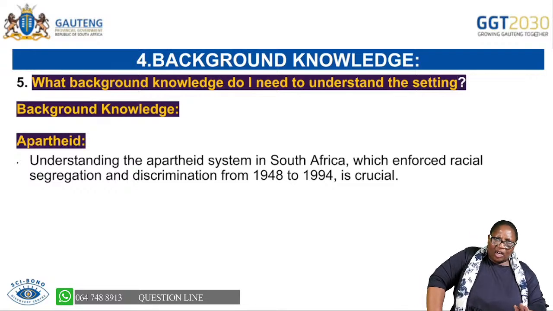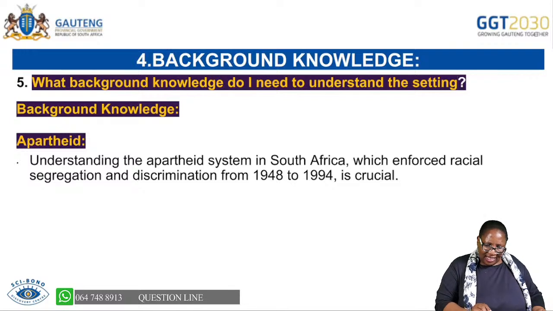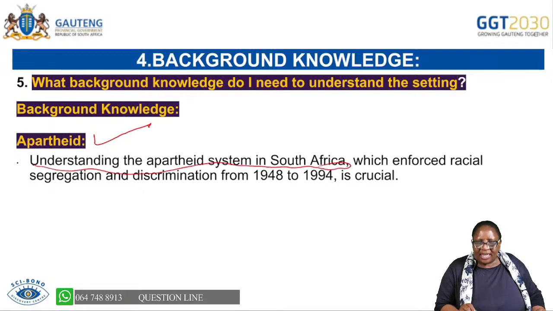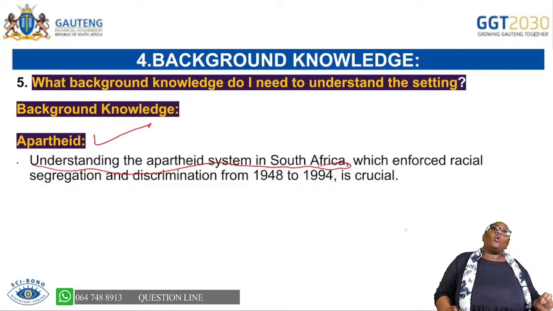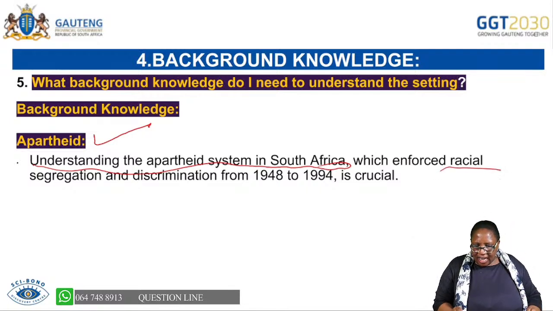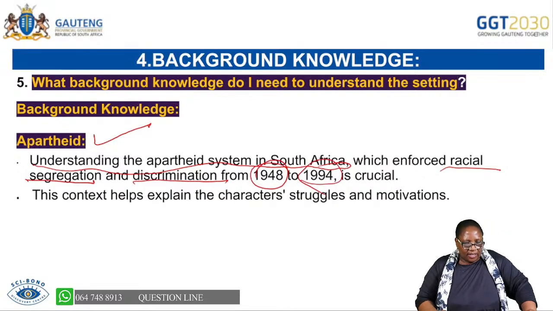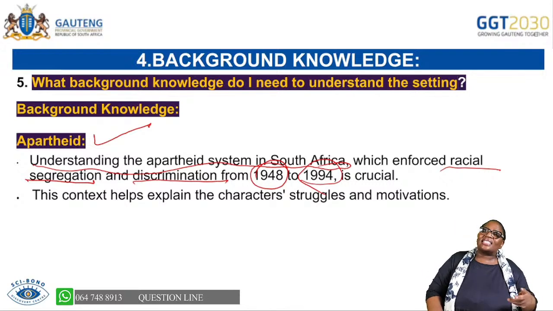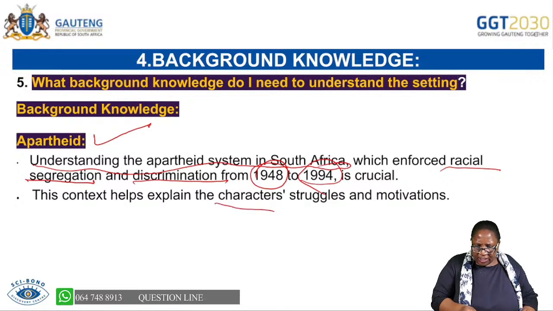The background of this play is what? It is during the apartheid era. You need to understand the apartheid system in South Africa, which emphasized racial segregation and discrimination from 1948 up until 1994. This context helps explain the characters' struggles and motivations.